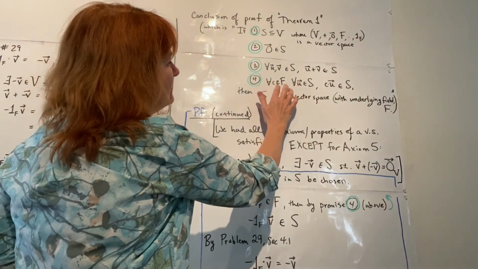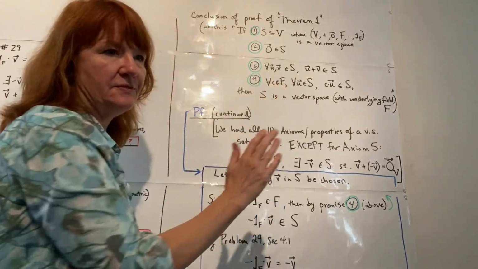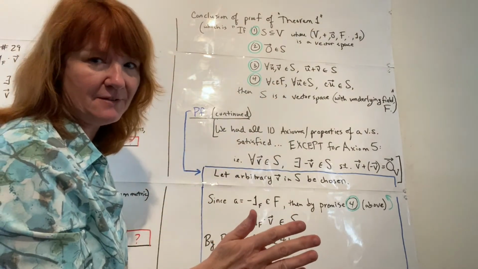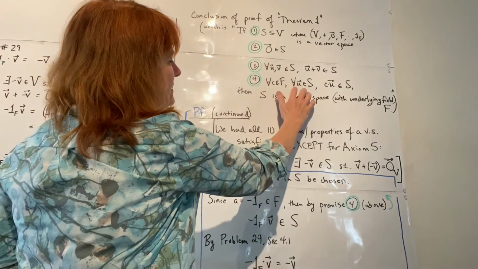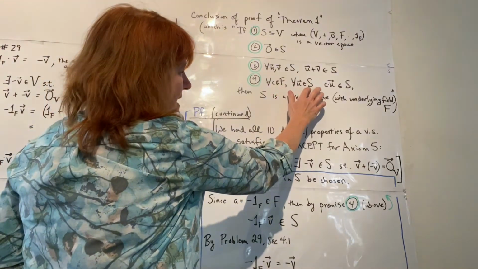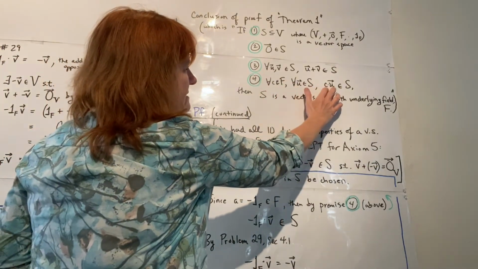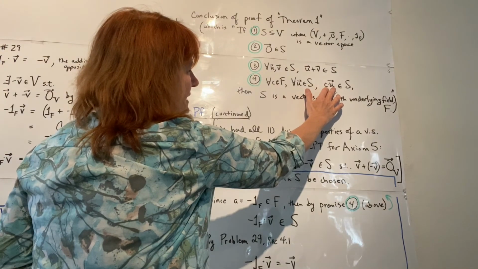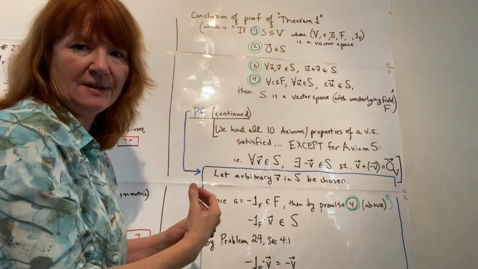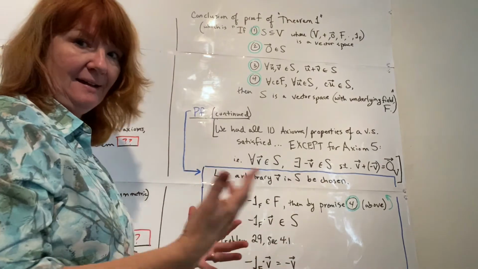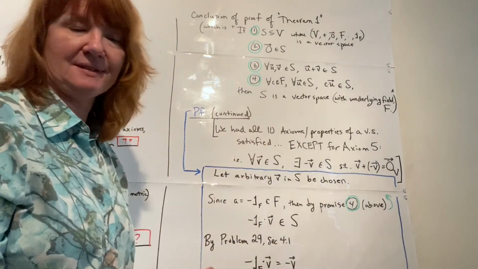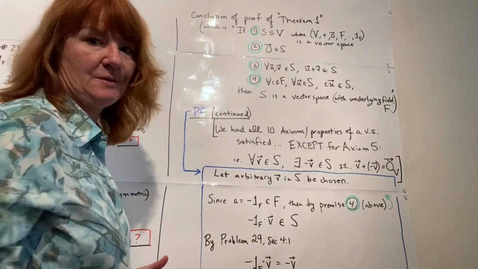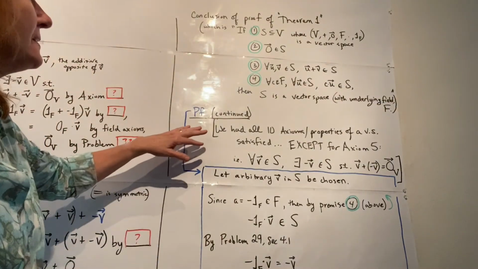Or that for all scalars in the field is exactly the same. For all scalars in the field and for any vector in the set S, that scalar multiple of that vector also stays within S. And when that's not true, you can prove something's not a subspace. Again, we're going to be doing that next video, a bunch of examples.